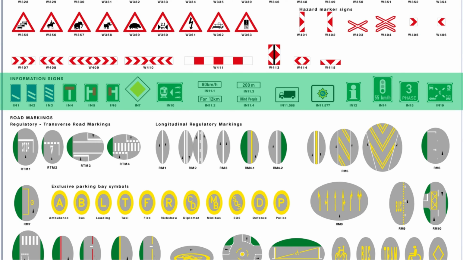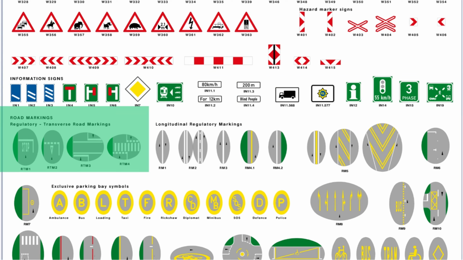Information signs provide drivers with information about the road ahead, such as the distance to the next exit, the speed limit, and the direction to specific destinations. This information can help drivers to plan their route and lane usage, and to make informed decisions about their driving behavior. Transverse road markings are road markings that cross the road perpendicular to the direction of travel.